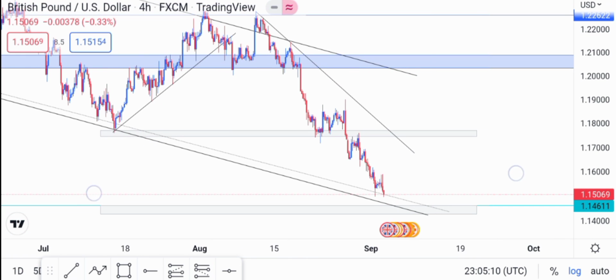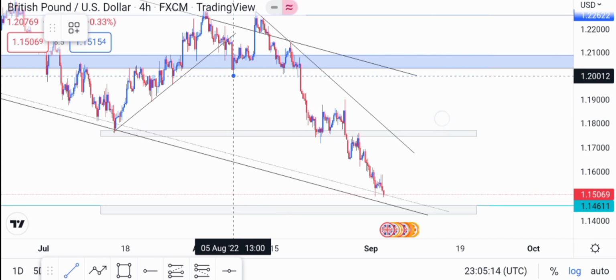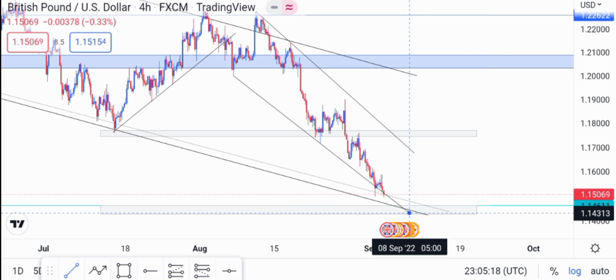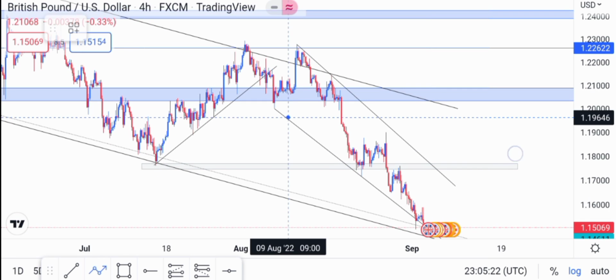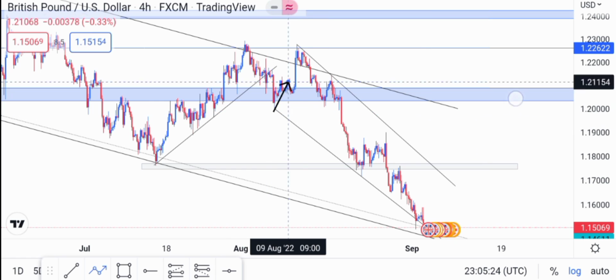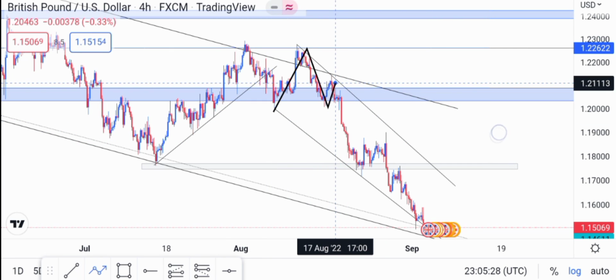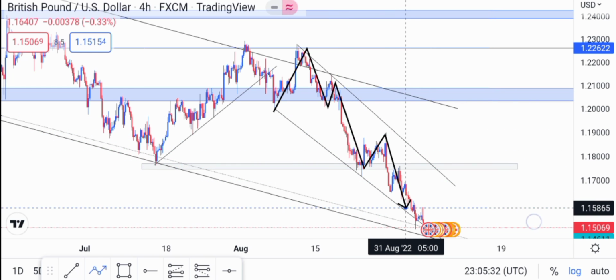So let us move to, okay, wait, let us cater for the lower side from this point right over here. We can see this pattern right over here again. So as you can see, guys, we are currently inside this pattern right over here. So we are currently playing around this pattern. So this is a clear pattern in pattern.